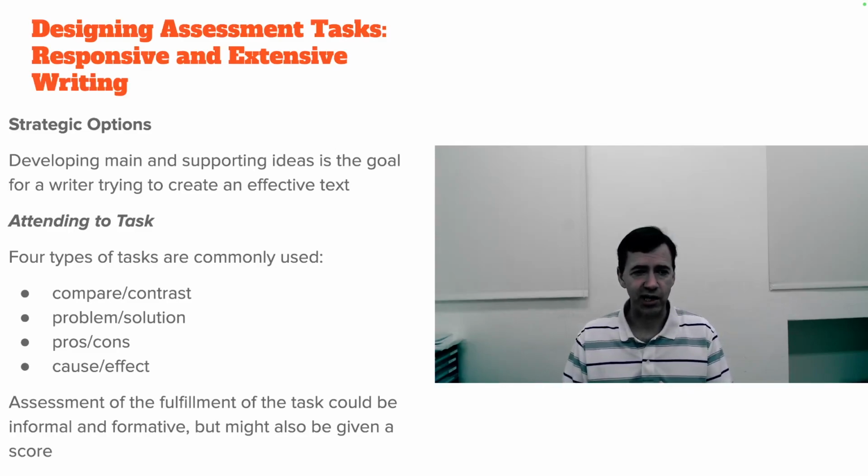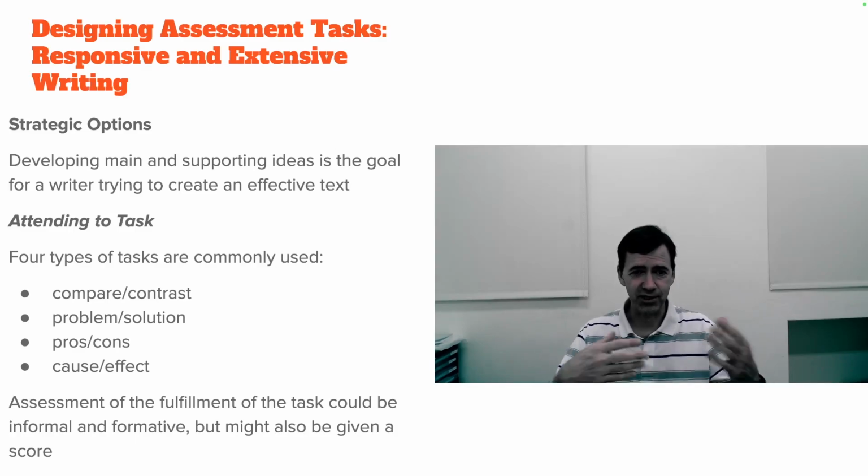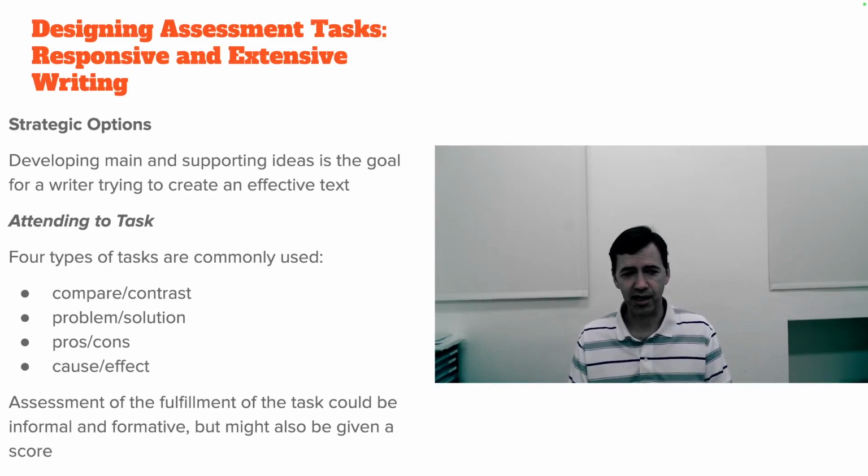So the first one is actually attending to the task. For example, maybe your teacher asks you to write a compare-contrast essay. So the assessment of the fulfillment of the task would be, did you successfully write a compare and contrast essay? Now this type, again, it could be an informal, informative assessment, or you could put it into your scoring rubric.